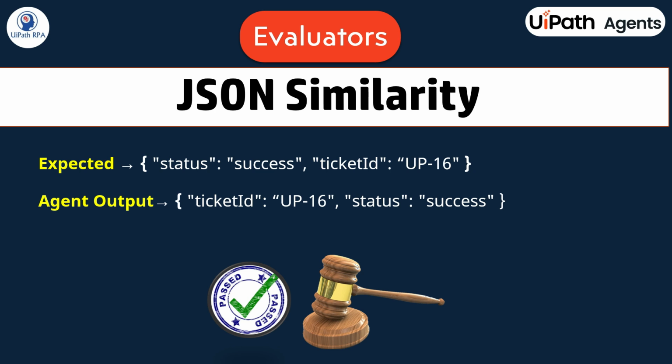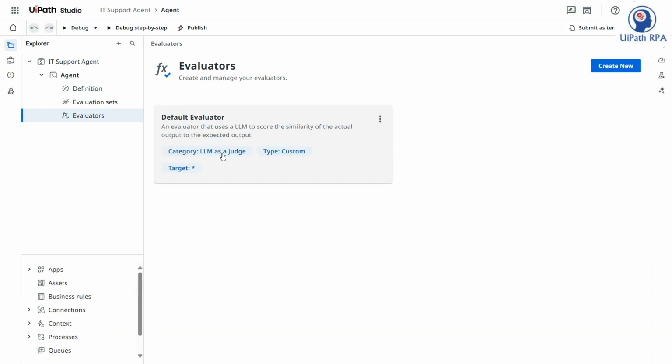The agent might phrase the rejection differently. The Jira ticket response wording may be different. Reset password steps may differ, right? So for this type of scenario, we will use LLM as a judge. We have this category as LLM as a judge.